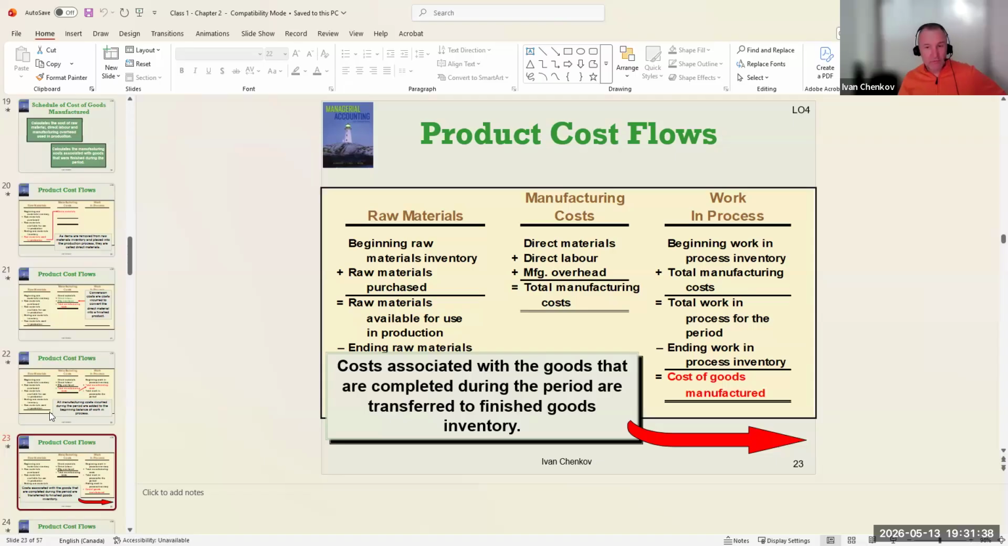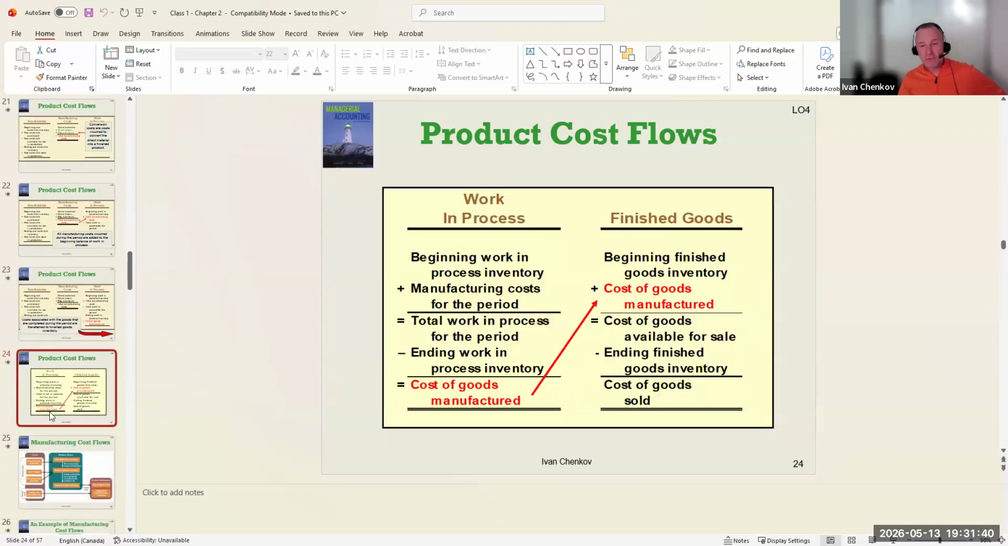Now, once we get the cost of goods manufactured, then we're going to move to the finished goods account. We're going to start with the beginning balance of the finished goods.